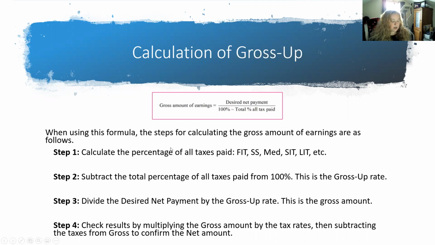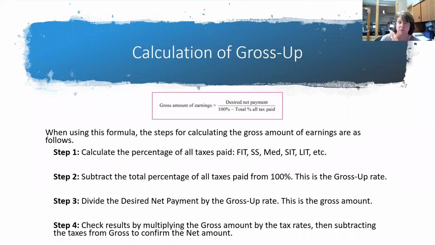gross up calculation. And I want to say, I'm going to interrupt you real quick, that the gross up calculation is one of the most magical calculations ever. We use it all the time. And if you can get your hands around it, it is purely magical to figure things out. It is. So the basic formula is the gross amount of earnings is going to be equal to the desired net pay divided by 100% minus the total percent of all tax paid.